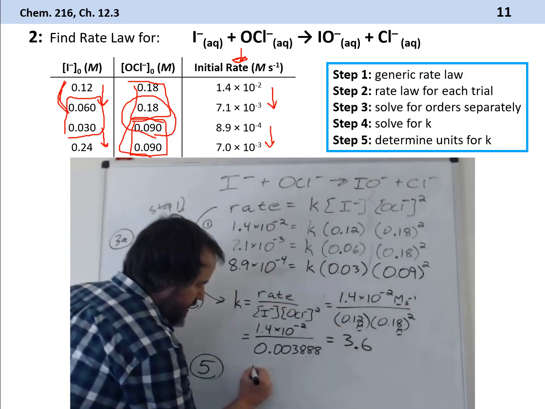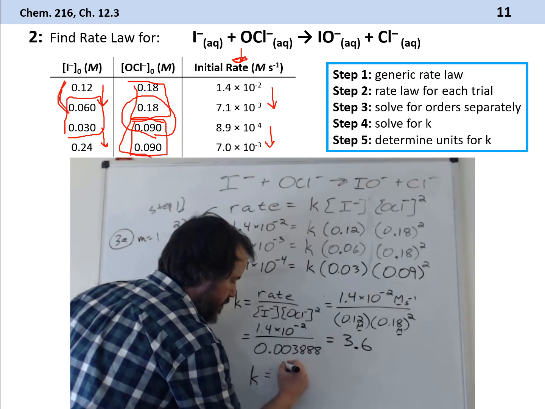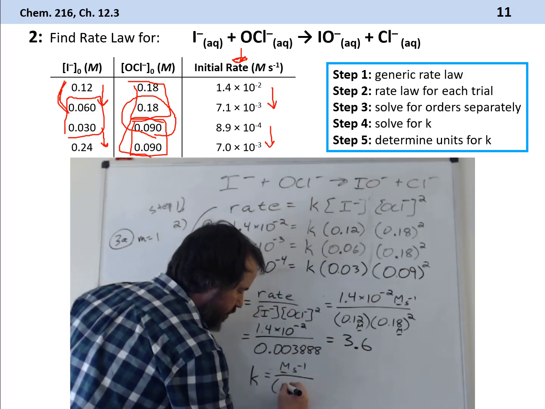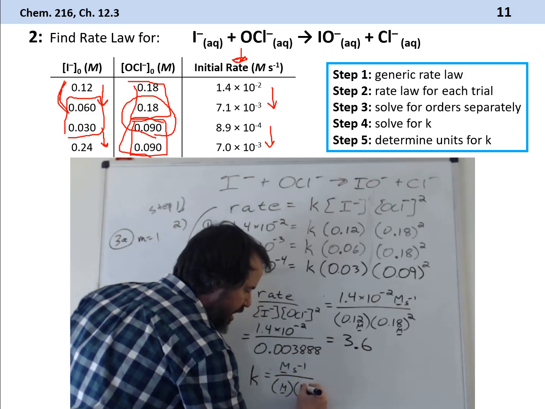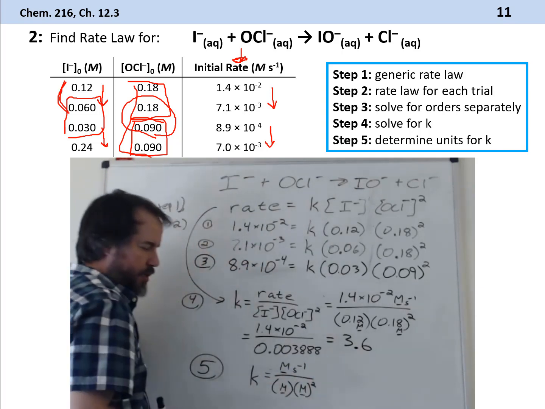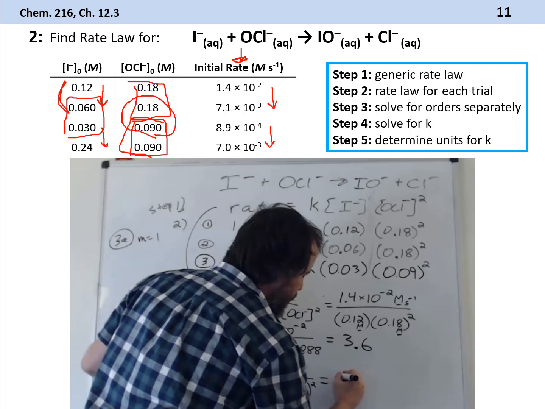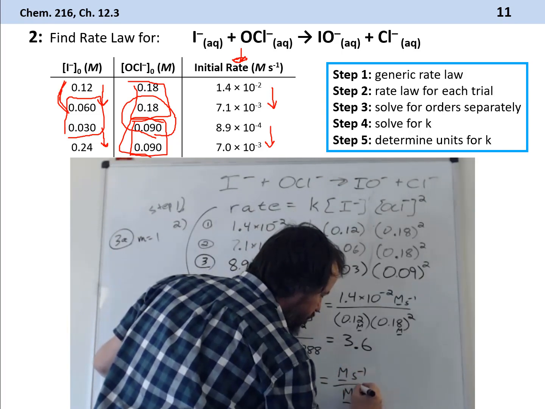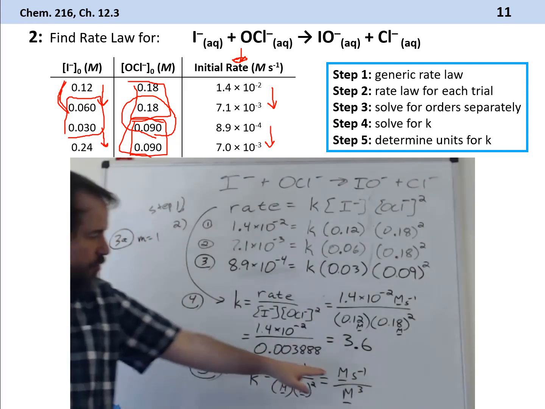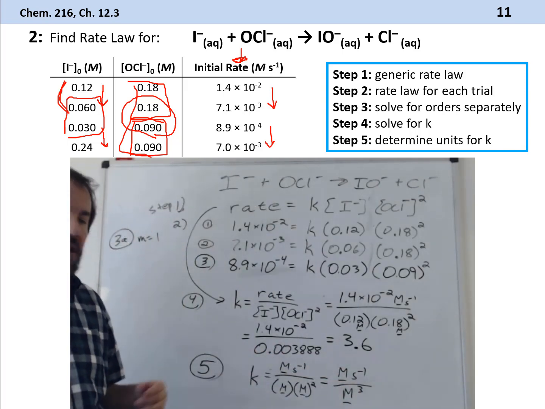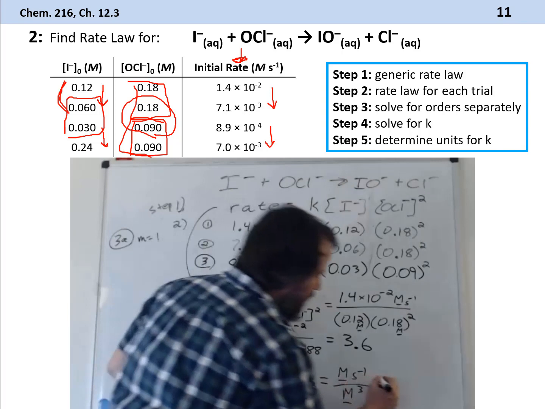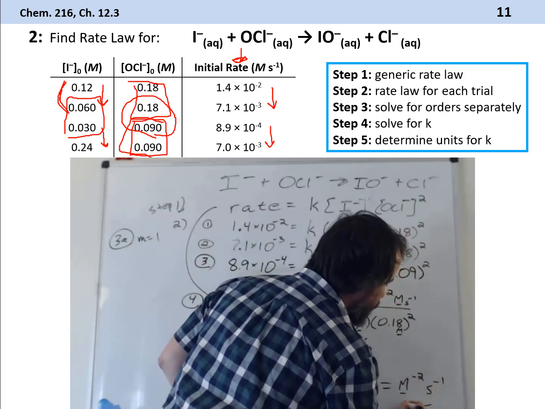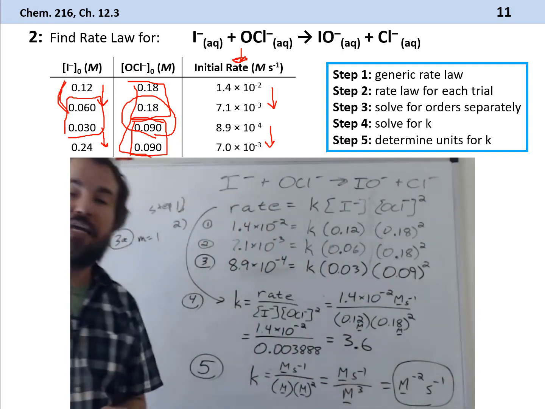So my k is going to have units of molarity, seconds minus 1, over molarity times molarity squared. This is going to get me molarity, seconds minus 1, over molarity cubed. Okay, so I have 1 over 3, so that will be 1 minus 3. So that's going to get me molarity to the minus 2, seconds to the minus 1. Right? So that's my units.